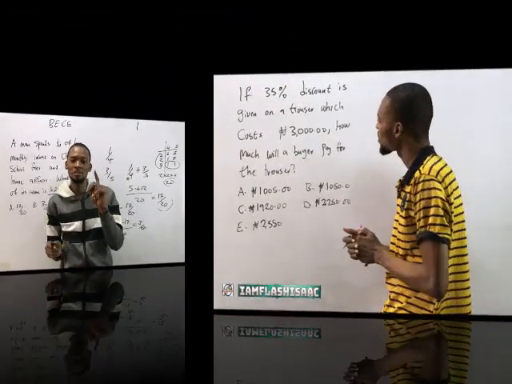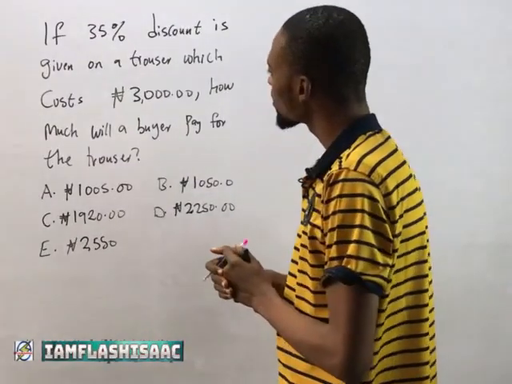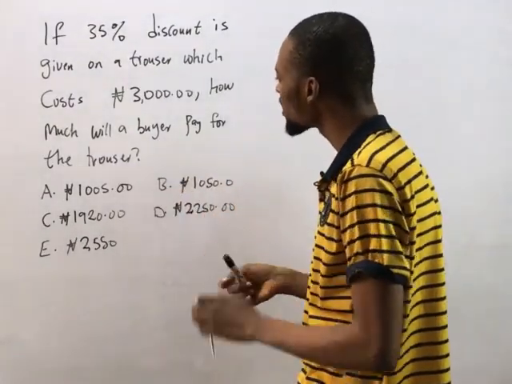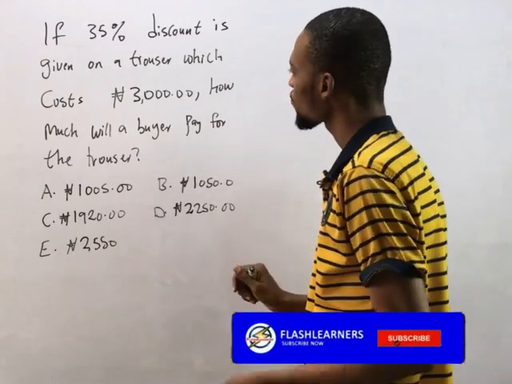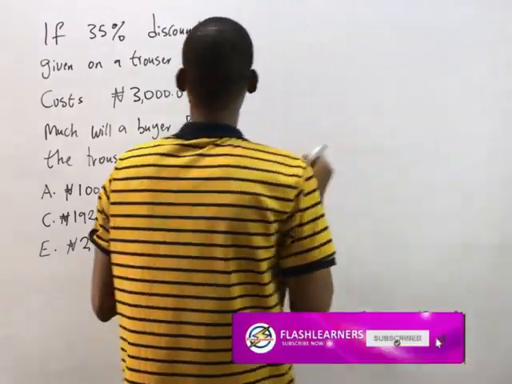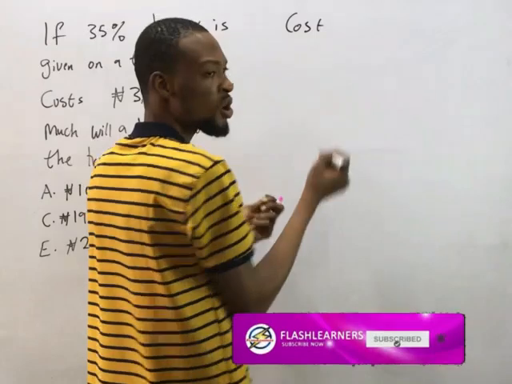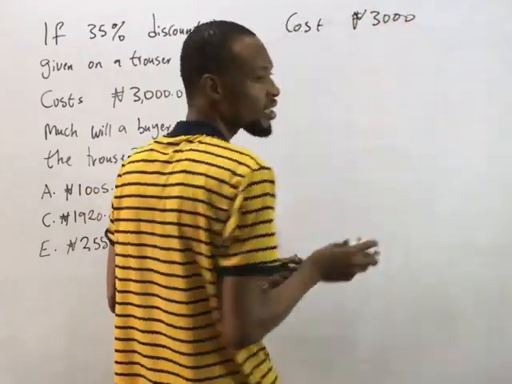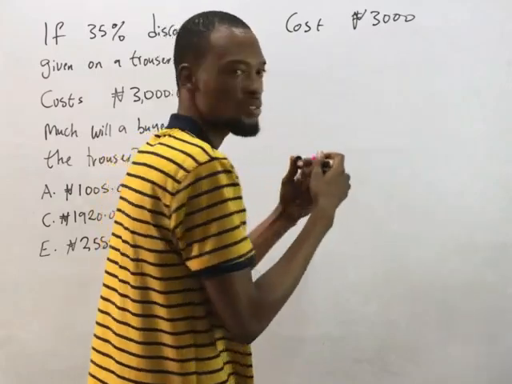So that's how to solve it. A trouser which costs 3,000 naira. How much will a buyer pay for the trouser? Now look at it. Cost. The original cost is 3,000 naira. So ignore this 00. They are kobo.